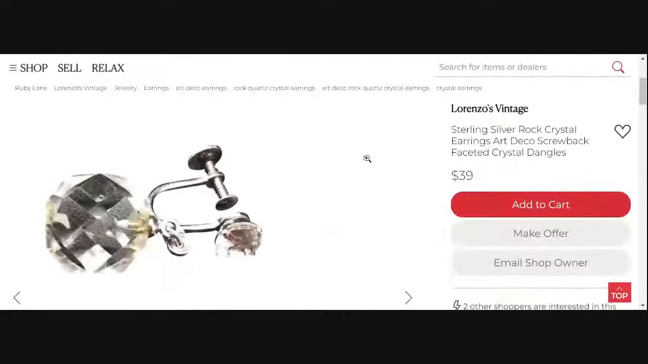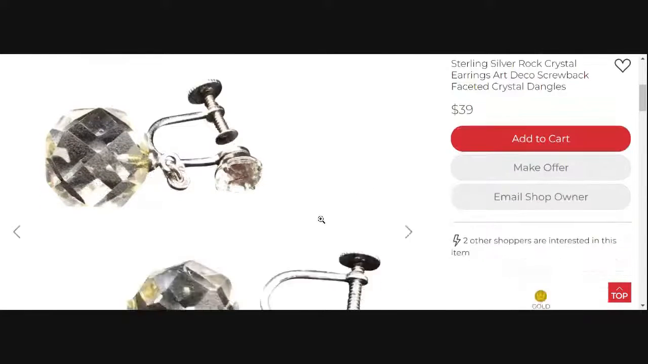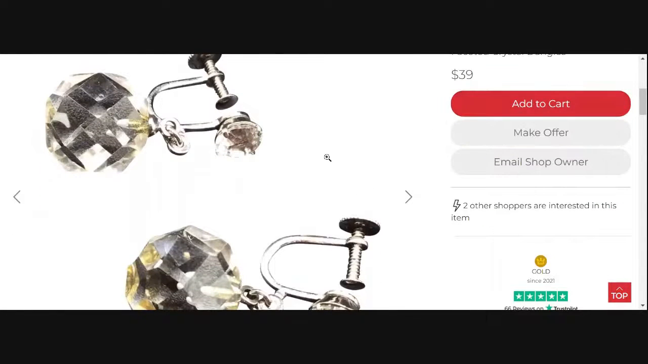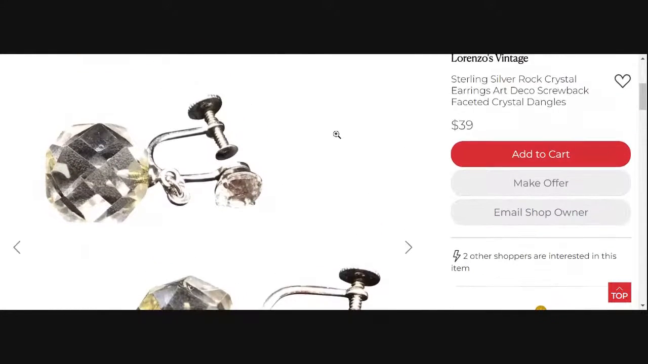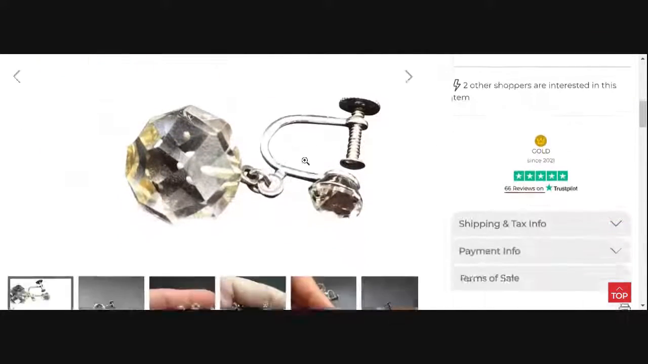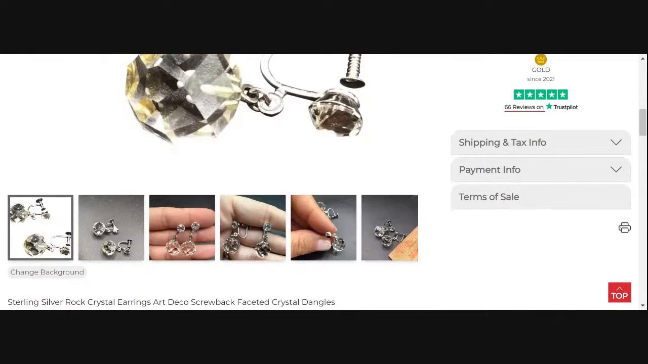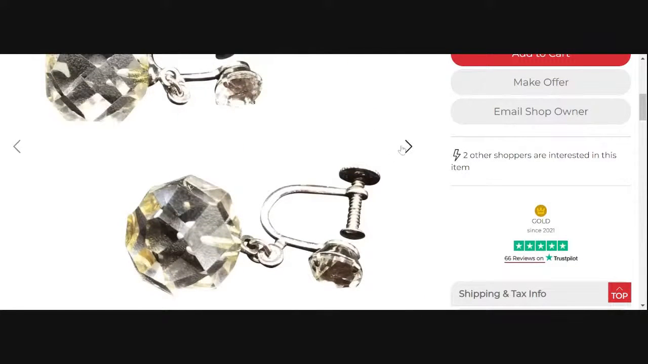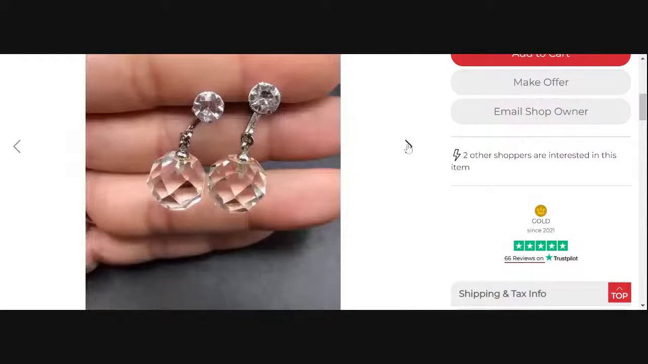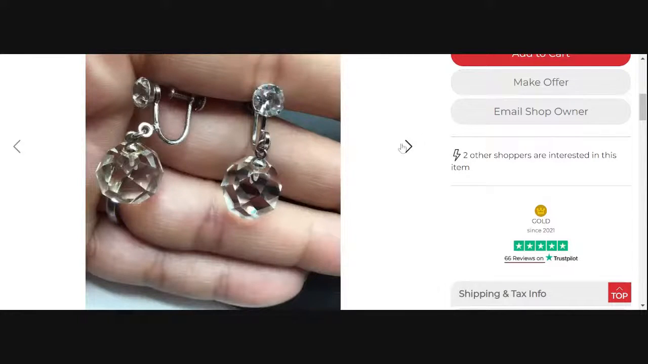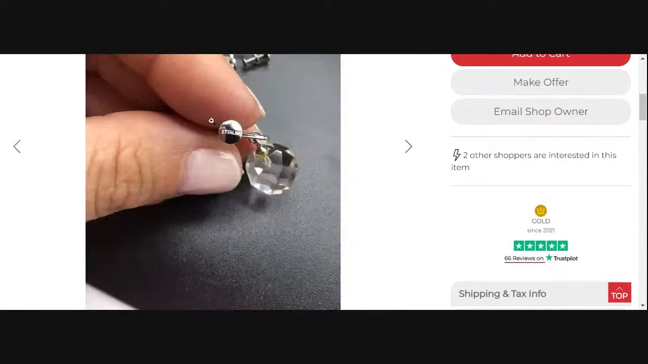Okay, from Lorenzo's Vintage, $39 and accepting offers. Let's take a close look at these. These look much more like that first pair that were significantly more expensive. Let's scroll through the images. Looks like they are lightly drilled and set, which is what one would expect to see, and then settings on the top stone. Sterling on the back.